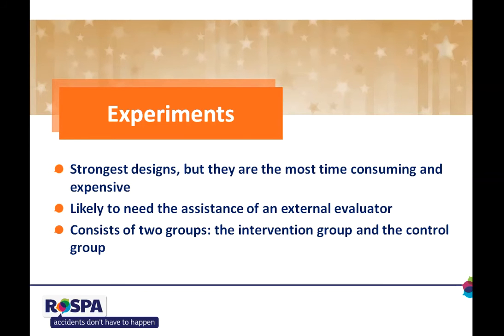This type of evaluation requires two groups. One group that is exposed to the intervention, known as the intervention group, and one group who are not, known as the control group. This design is viewed as experimental because the participants are randomly allocated to the intervention group or to the control group.